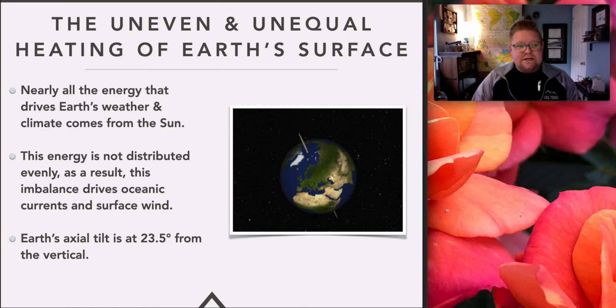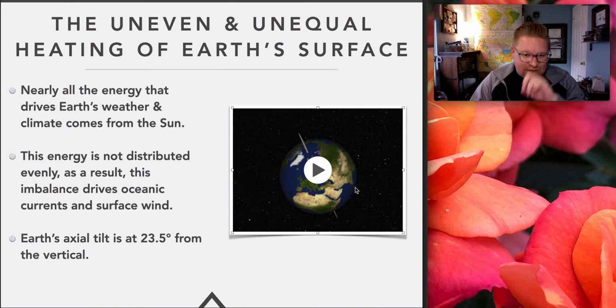As we can see, nearly all the energy that drives Earth's weather comes directly from the sun. The energy is not distributed evenly, and as a result, the imbalance will drive oceanic currents and surface winds. Now, the Earth is tilted at 23.5 degrees from the vertical. So what does that mean?